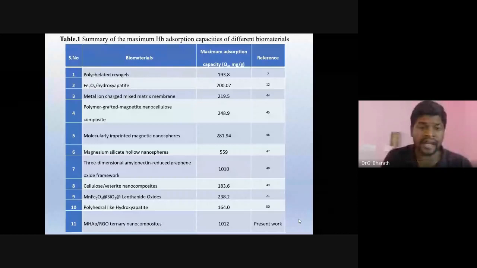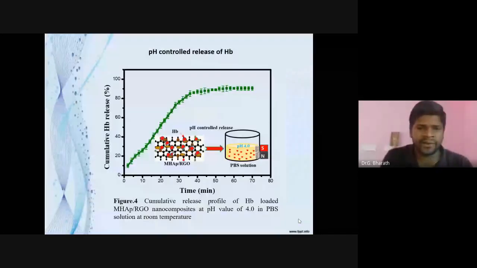These materials show higher drug loading and higher release. For example, when we load hemoglobin, within just 30 minutes your material is completely loaded, almost 1200 milligram per gram. That is the maximum surface area. That's why we are focusing on nanomaterials. Nanomaterials provide more surface area, and then more active sites for absorbing drugs or hemoglobin or any other content.